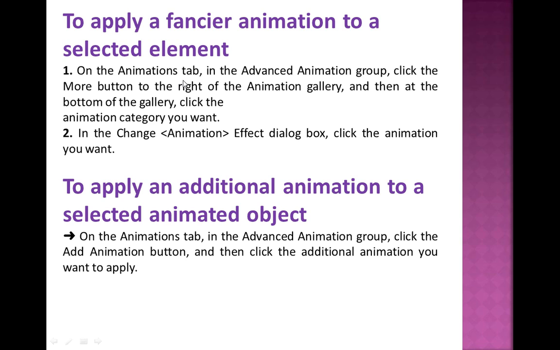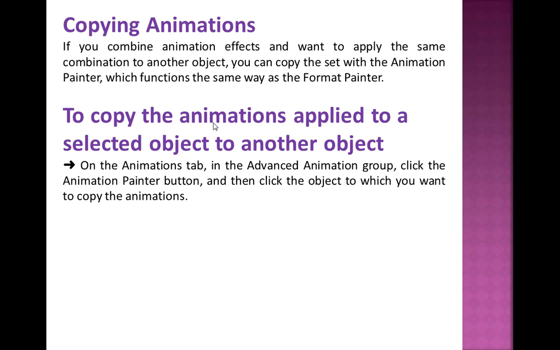Simply go to the animation tab, click on the advanced animation group, click on the more button to the right of the animation gallery, and then at the bottom of the gallery click the animation category that you want. These are the steps to apply a fancier animation to a selected item.